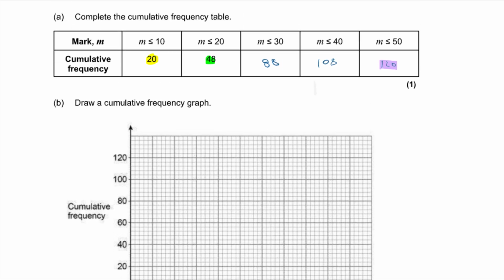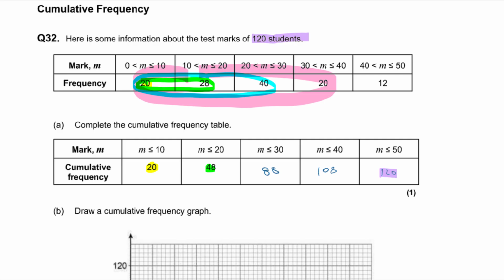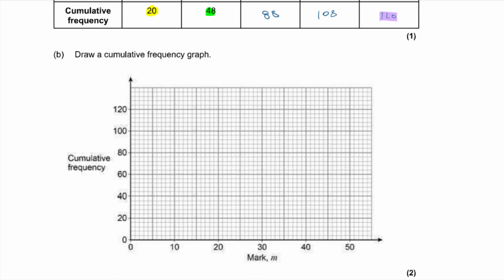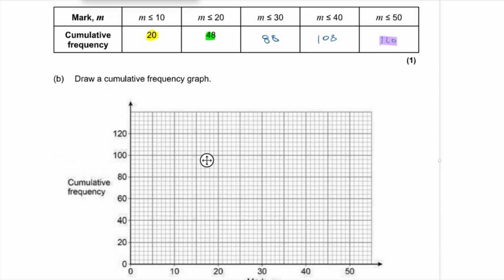Now you always get like a bonus point that you can plot here. This lowest value here we plot against 0. So I'm going to have a point at 0, 0. So I'm going to plot a point here at 0, 0. And my next point is going to be the upper class bound versus the cumulative frequency. So I'm going to do 10 versus 20. So 10 along, 20 up is there. My next one, upper class bound against cumulative frequency, so 30 and 88.